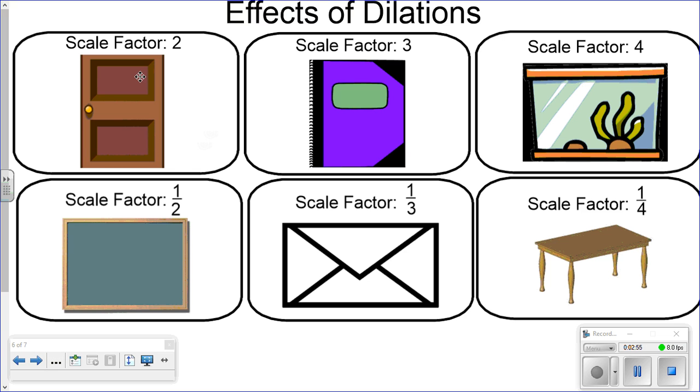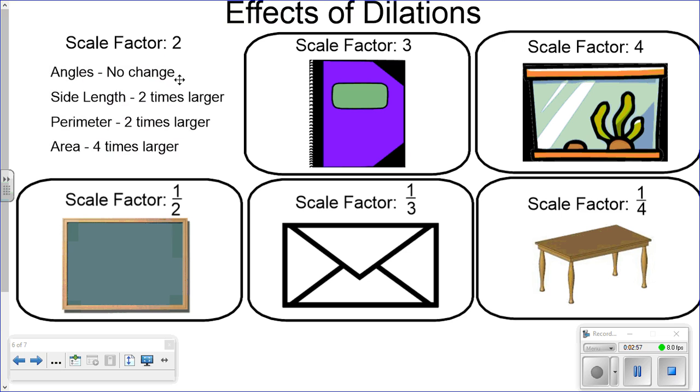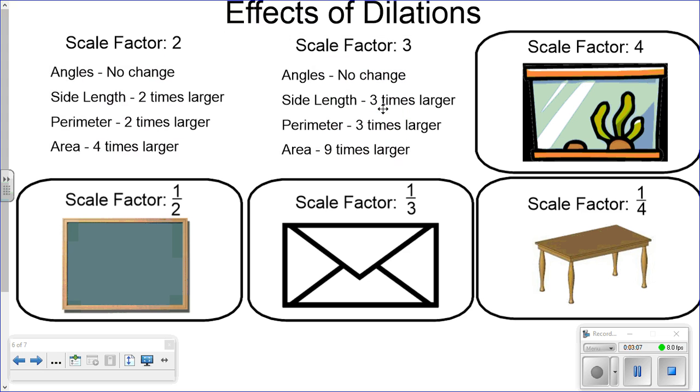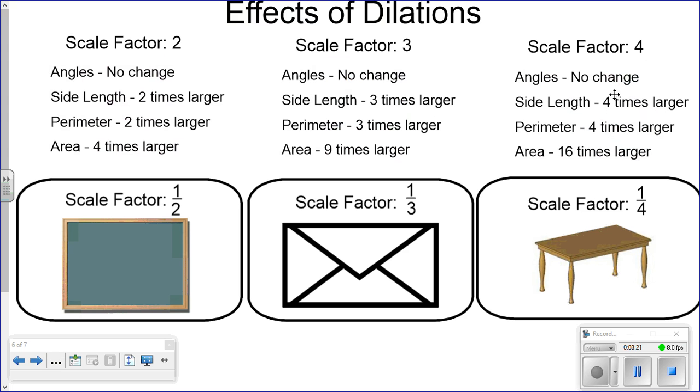So if the scale factor is 2, the angles don't change, the side lengths are 2 times larger, the perimeter is 2 times larger, the area is 4 times larger. If the scale factor is 3, the angles don't change, the side length is 3 times larger, the perimeter is 3 times larger, the area is 9 times larger, 3 squared. If the scale factor is 4, the angles don't change, the side length is 4 times larger, the perimeter is 4 times larger, the area is 16 times larger.